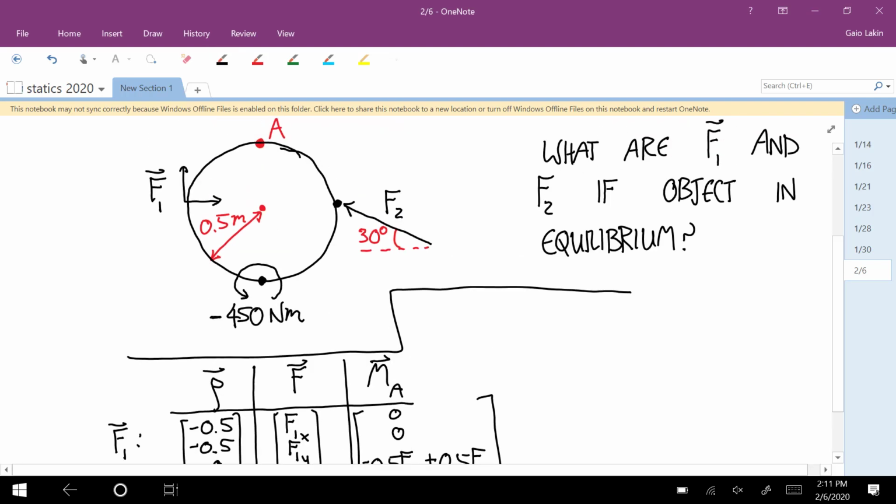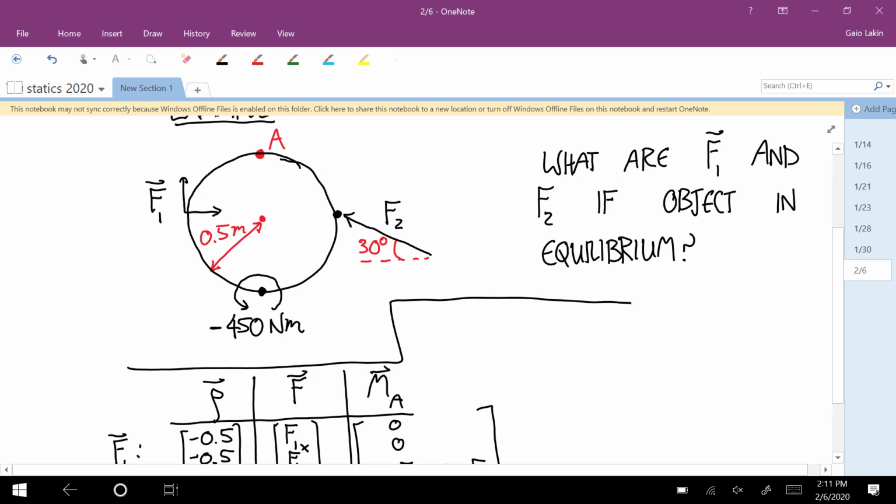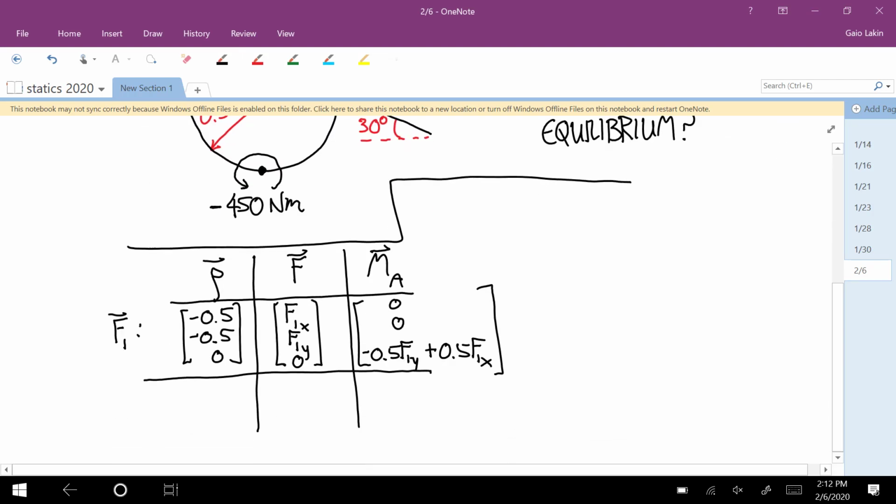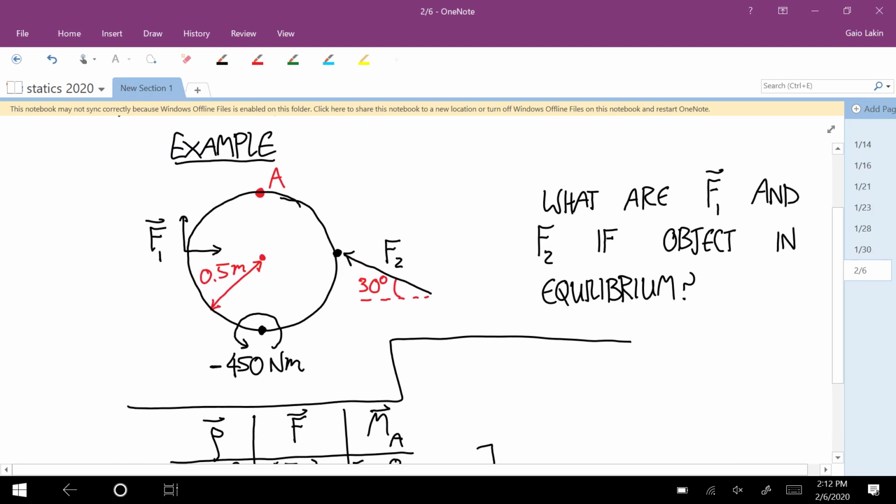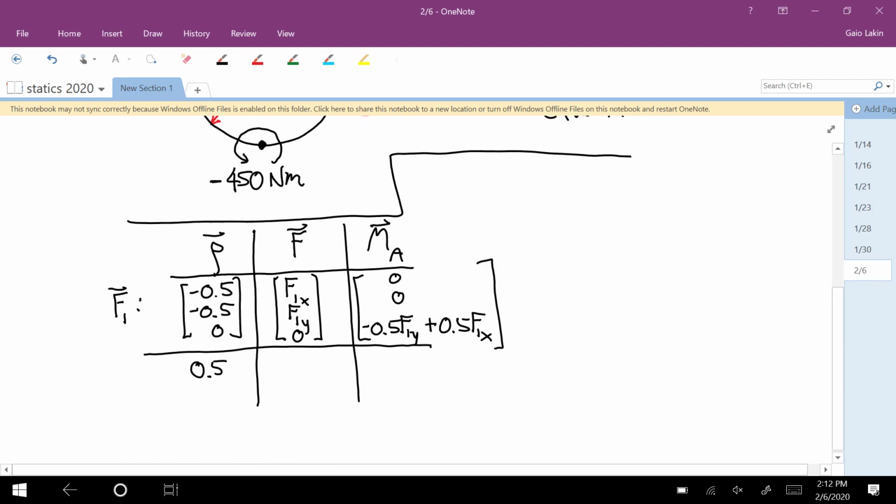Okay, now let's go to the other force. So what's the rho vector for this force F2? So we want the vector that goes from A to where F2 is applied. Yeah, so positive 0.5 for X, negative 0.5 for Y, and then 0 for Z.